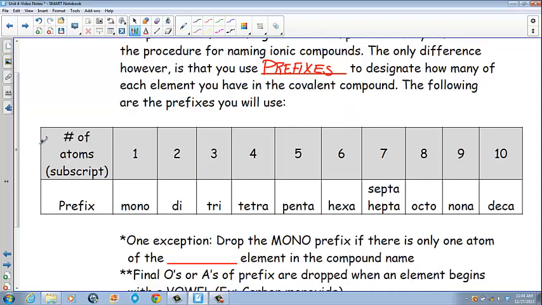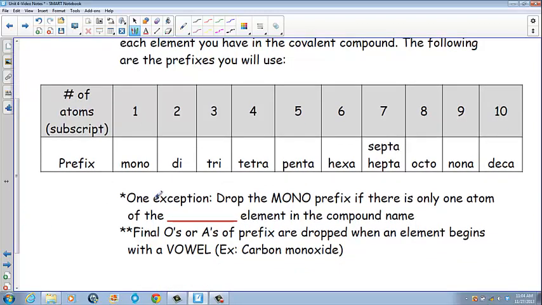The following are the prefixes you will use. So for 1 is mono, 2 is di, 3 is tri, 4 tetra, 5 penta, 6 hexa, 7 septa or hepta, 8 is octo, 9 is nona, and 10 is deca. One exception that we have to look at, and again, many exceptions in science. So one exception would be to drop the mono prefix if there is only one atom of the first element in the compound.